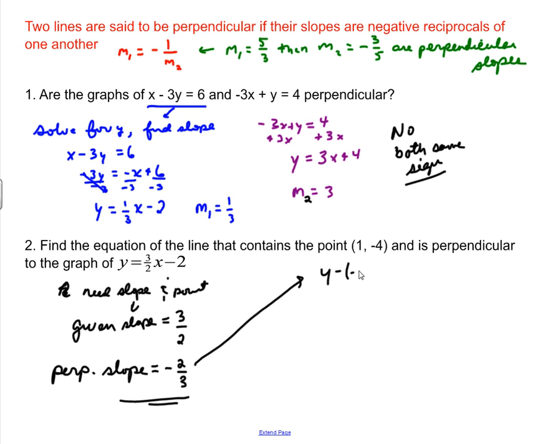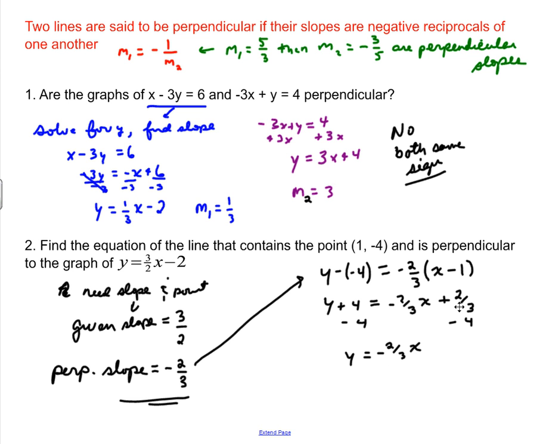We can write it in the point slope form. y minus -4, that's the given y value, would equal -2/3 times x minus 1. And of course, when we rewrite this, y plus 4 is going to equal -2/3 times x plus -2/3 times -1 is +2/3. And of course, we would have to subtract 4 from each side if we wanted to isolate y. So y would equal -2/3 x. And let's see, 2/3 minus 4.